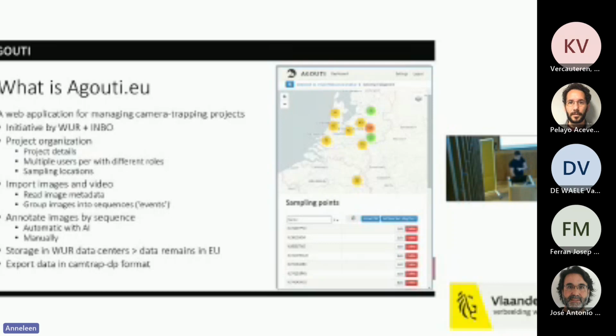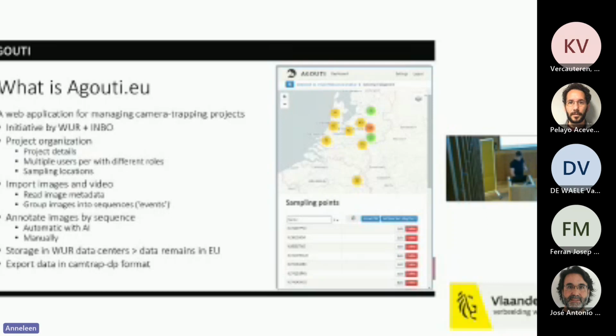Now, it allows you to import images and video data, although video data does have some drawbacks, but people have used it. What we do there is we try to group these images always in events. So if you have a trigger of one of these camera traps, many of you have found out that it will take multiple pictures to increase the chances that you can see what's going on. But that doesn't mean that you have multiple observations. It's one observation that is just spread across multiple frames.